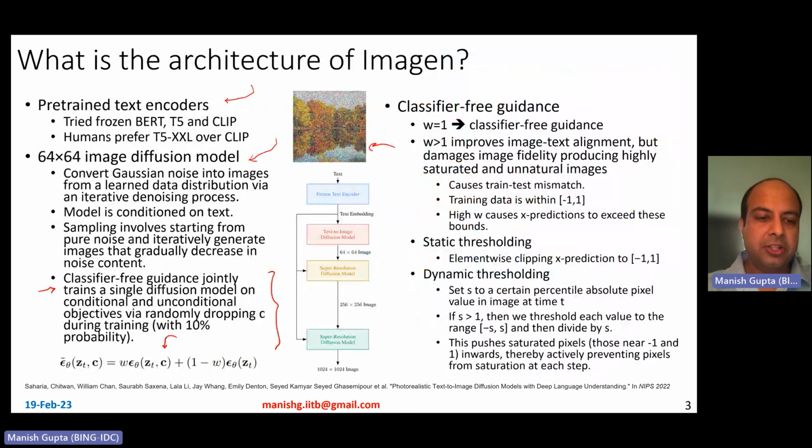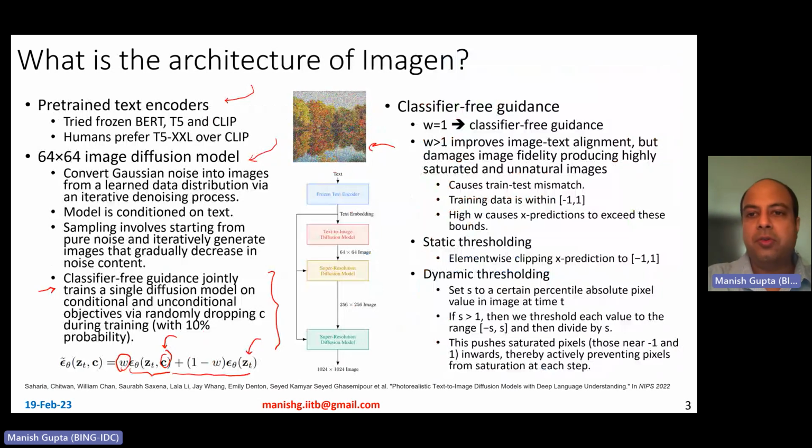With 10% probability. So the idea is that you train a model epsilon theta, where theta are the parameters of the model, and epsilon is basically the model itself. You train the model epsilon such that first you condition on the caption C, but 10% of the times you actually drop the caption and therefore just condition on z_t, right? And that basically gives you a reweighted epsilon, and that is what you use for diffusion purposes. Right? So here the weight, essentially how much you care for the conditional model versus the unconditional model, is called w.